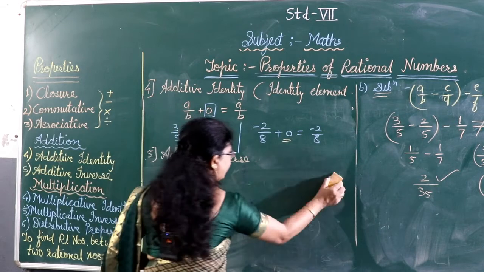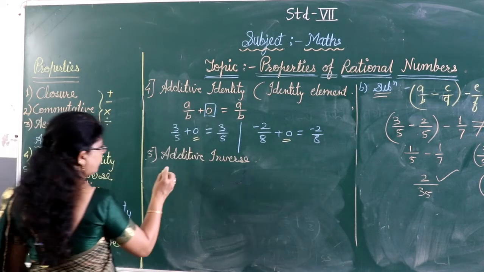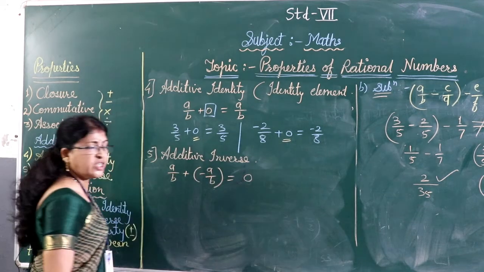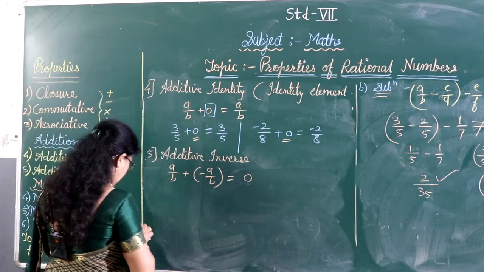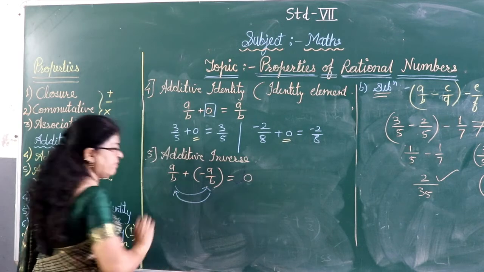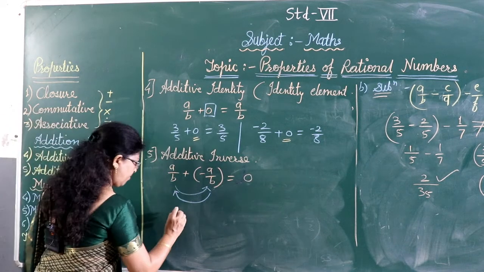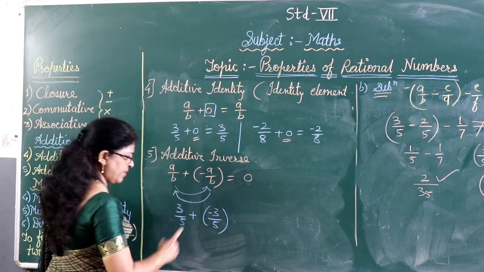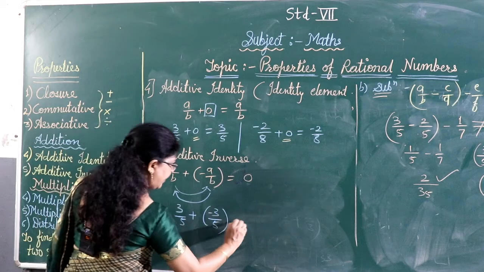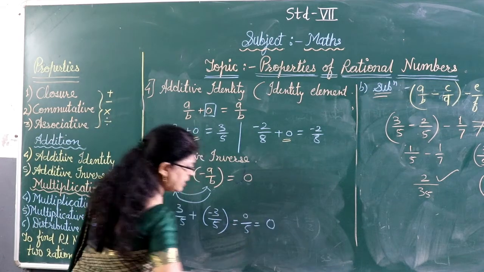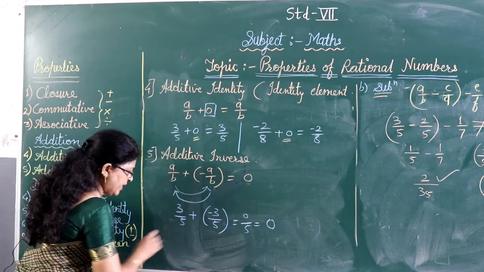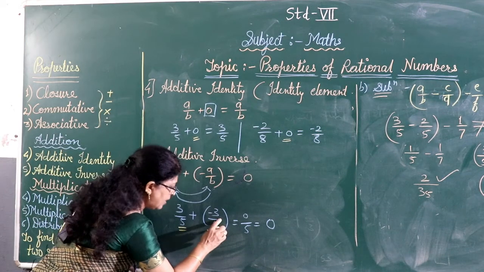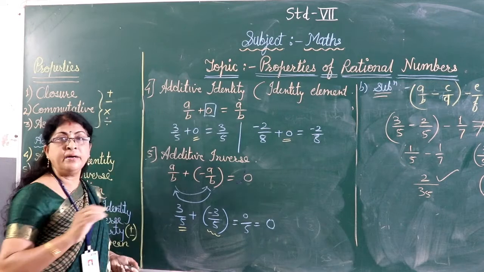Similarly, for rational numbers, when you add a by b plus minus a by b, your answer will be 0. When the answer is 0, these two are called additive inverses of each other. For example, 3 upon 5 plus minus 3 upon 5: 3 plus minus 3 is 0 upon 5, which is ultimately 0. So 3 upon 5 is the additive inverse of minus 3 upon 5, and this is the additive inverse of plus 3 upon 5. Got it?